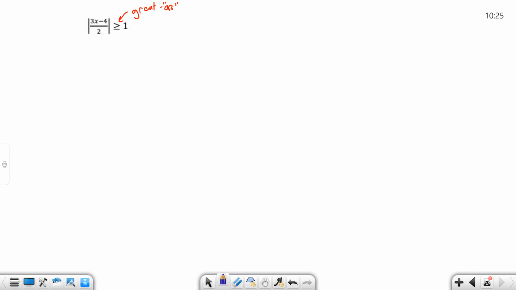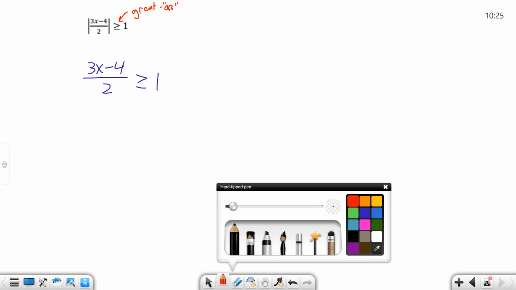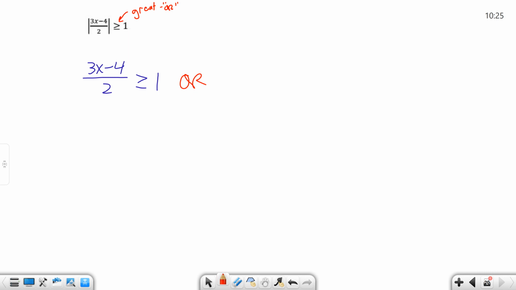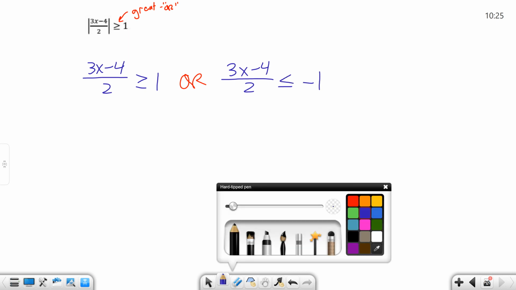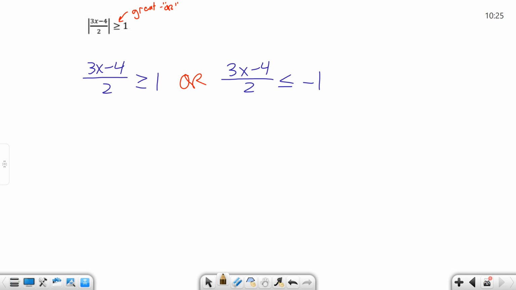Taste the rainbow, right? So then 3x minus 4 over 2 is greater than or equal to 1. And we said this was going to be an or. Or, what's the other part of this one? We don't change what's in the absolute value. 3x minus 4 over 2 is less than or equal to negative 1. That's what we change.